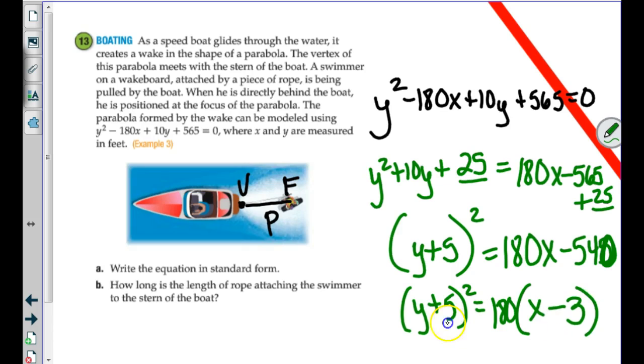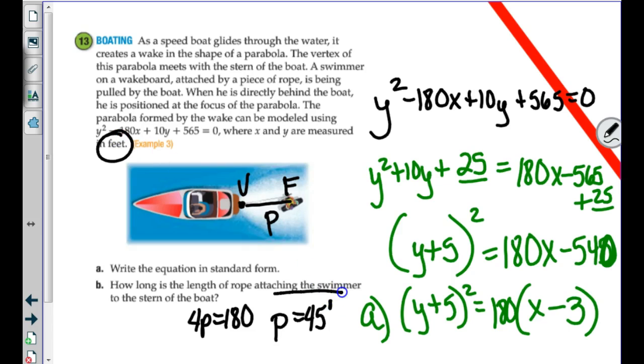Okay, so this is part A, the equation in standard form. How long is the length of rope? So what is P? It's not 180. 4P equals 180, so P is 45 feet. I'm guessing it's feet. We're going with it. Oh, it does say in feet. And that's the answer to B.